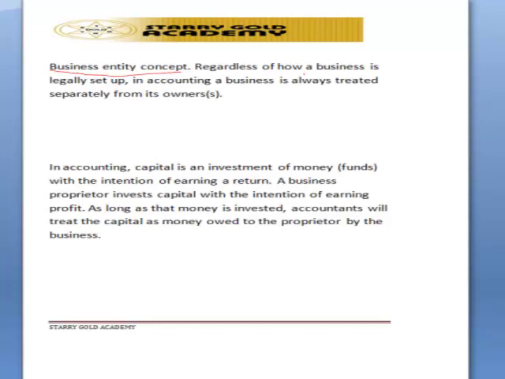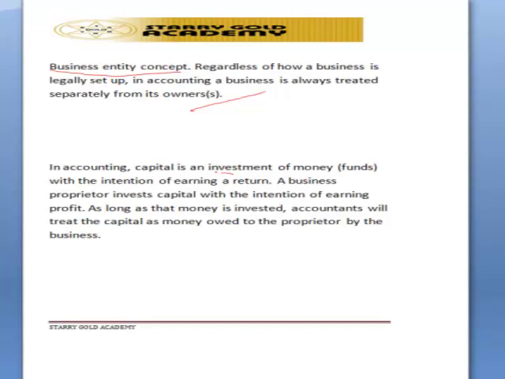Regardless of how a business is owned, whether it is a sole trader or partnership, the business entity concept recognizes that every business has a separate entity. The business is separated from the real owner. So regardless of how a business is legally set up, in accounting, a business is always treated as separate from its owner. We must take that concept into consideration in all accounting, irrespective of the forms of business ownership.